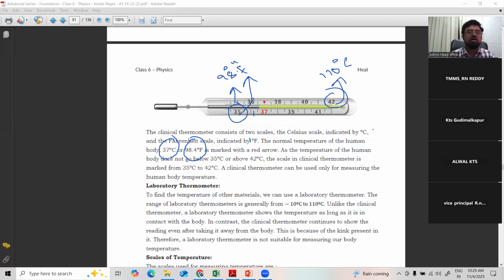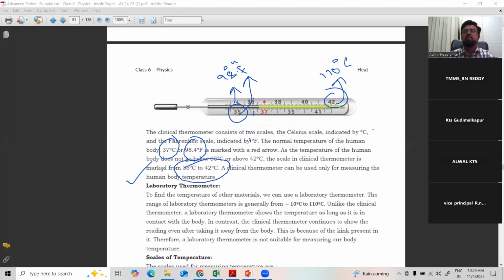As the temperature of the body does not go below 35 degrees or above 42 degrees, the clinical thermometer scale is marked from 35 to 42, because we cannot go below 35 and we cannot go above 42. If you go, we cannot live. A clinical thermometer can be used only for measuring human body temperature. We cannot measure animal temperature with this thermometer; for that, a separate one is there. We cannot measure chemicals using this thermometer; for the laboratory, a different thermometer is there.